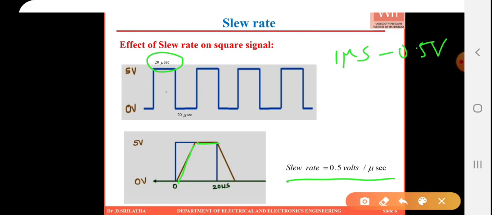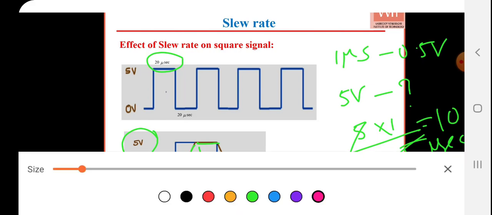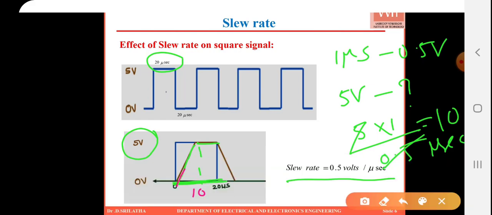So now here at the output my voltage is 5 volts. So in order to raise 5 volts, how much time is required? 5 volts into 1 microsecond divided by 0.5, that is 5 by 0.5, which is 10. So it requires 10 microseconds to raise the output voltage from 0 to 5 volts. That's what we have seen. Here the pulse width is 20 microseconds. Now it requires 10 microseconds to raise the output voltage to 5 volts. Thereafter the output remains constant.